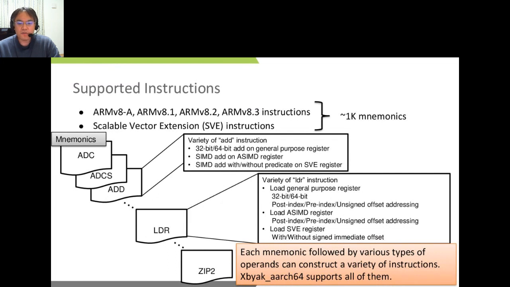ARM instruction set includes about 1,000 mnemonics, and each mnemonic can be followed by various types of operands. For example, the mnemonic add can be combined with 32-bit general purpose registers, 64-bit general purpose registers, SIMD registers, and SVE registers. The mnemonic function of Xbyak aarch supports all of them. We can generate any machine codes using all the instructions supported by ARM CPU.